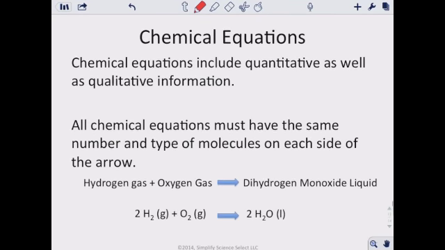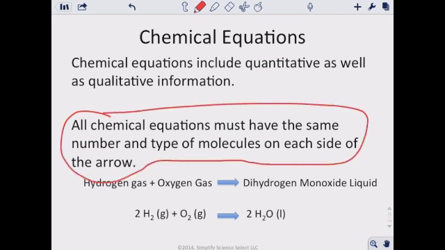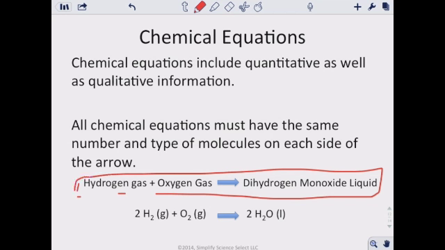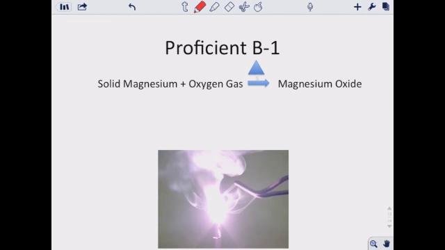Now, going from the word equation to the chemical equation. Chemical equations include quantitative as well as qualitative information, and all chemical equations must have the same number and types of molecules on each side of the arrow. This is looking at balancing chemical reactions, and we're going to get into that in the next section. But what we can see here is we have the word equation written here, and then underneath of it we have our chemical equation. So we can go from the word equation to our chemical equation. So let's jump into an example.